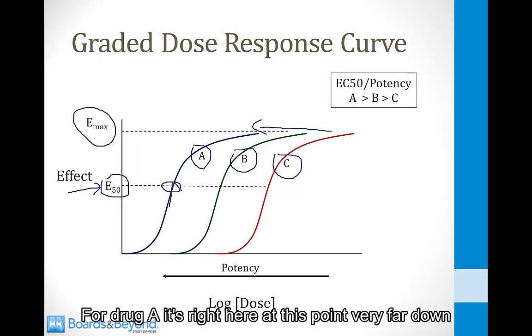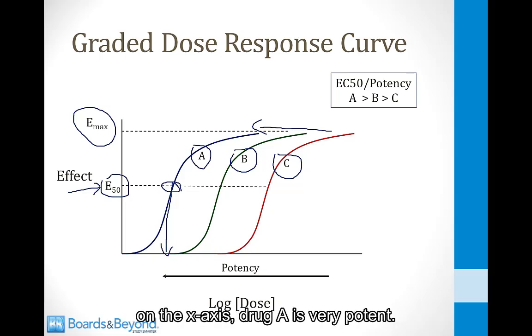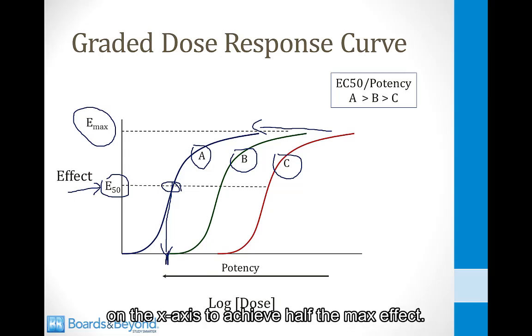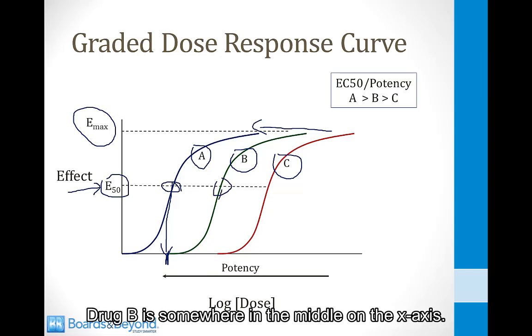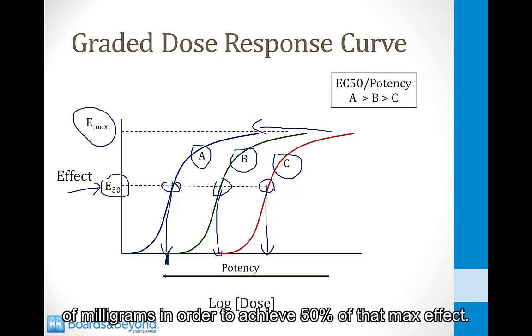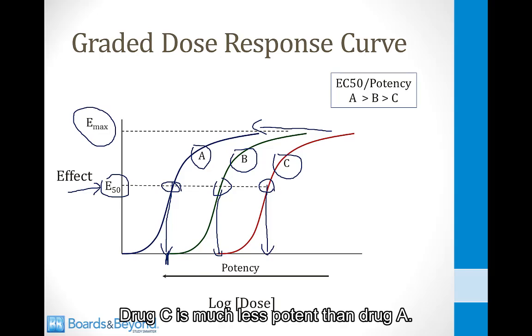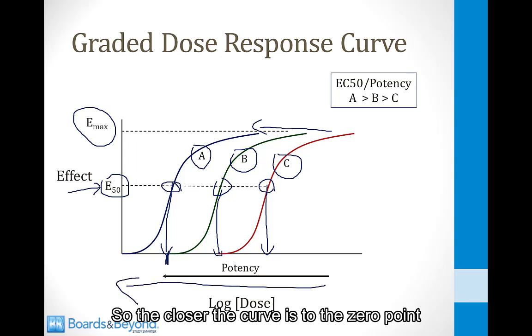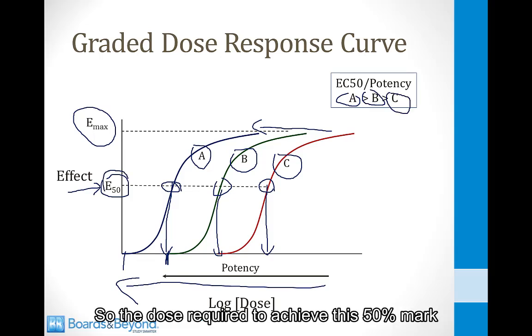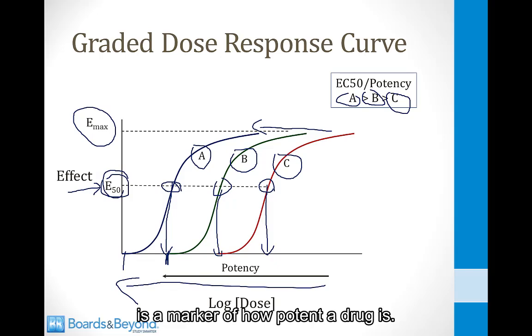For drug A, it's right here at this point, very far down on the x-axis. Drug A is very potent. It only takes a small number of milligrams here on the x-axis to achieve half the max effect. Drug B is somewhere in the middle on the x-axis, and for drug C, you need a lot of milligrams in order to achieve 50% of that max effect. Drug C is much less potent than drug A. So the closer the curve is to the 0 point on the dose curve here, the more potent it is. And I've written that up here. A is more potent than B, and B is more potent than C. So the dose required to achieve this 50% mark is a marker of how potent a drug is.